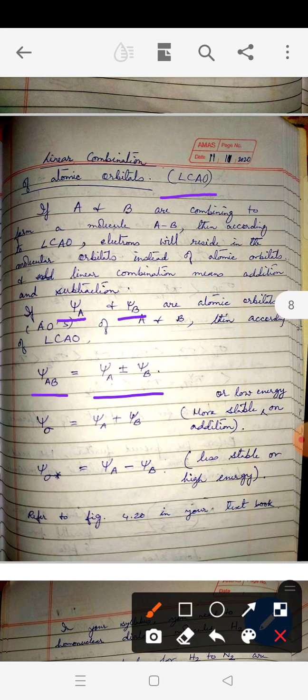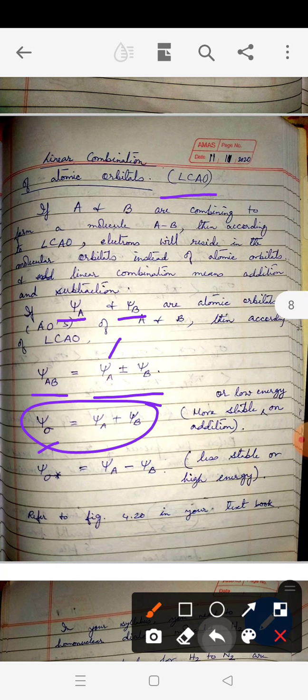Now, when we have plus minus, you can understand one of the orbitals formed will be with plus, another will be formed with minus. The one formed with plus is called sigma or bonding MO. So psi sigma is psi A plus psi B, and this orbital will have lower energy than individually psi A and psi B. Another orbital formed by subtraction is called sigma star or antibonding. So psi sigma star is equal to psi A minus psi B, which is formed by subtraction of the atomic orbitals.